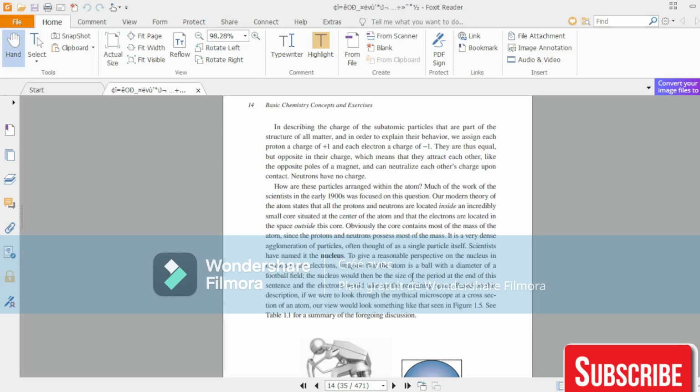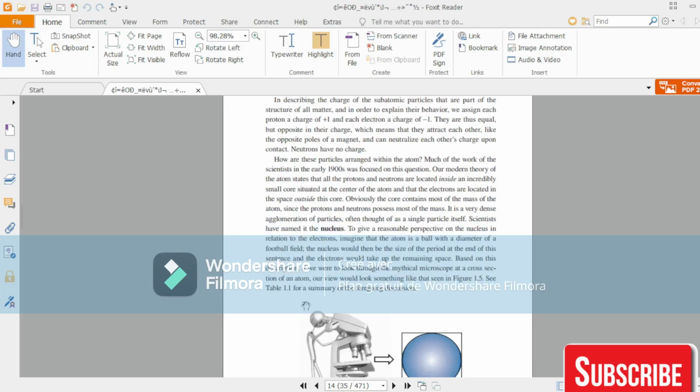To give a reasonable perspective on the nucleus in relation to the electrons, imagine that the atom is a ball with the diameter of a football field. The nucleus would then be the size of a period at the end of this sentence, and electrons would take up the remaining space. Based on this description, if we look through the mythical microscope at a cross section of an atom, our view would look something like that seen in figure 1.5.